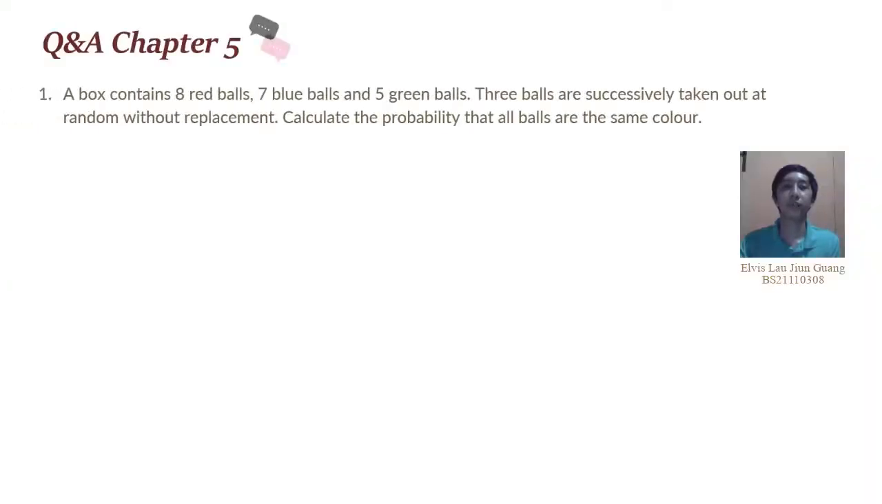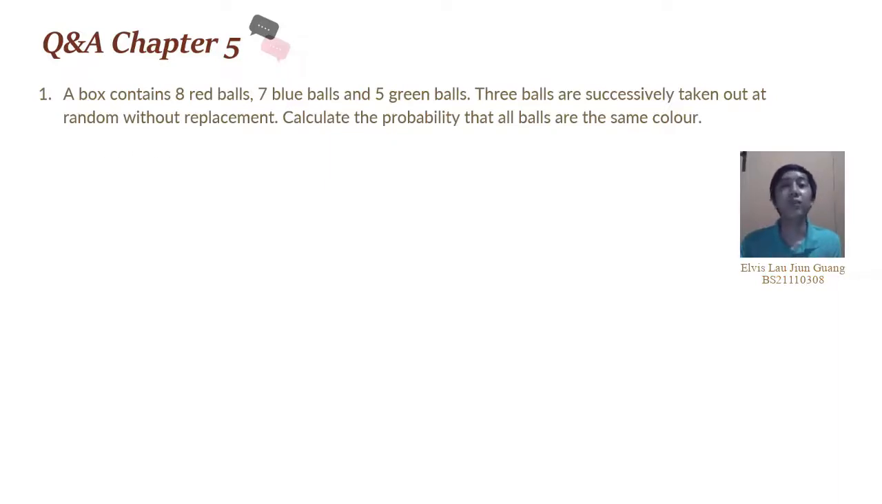Question and answer chapter 5, number 1. A box contains 8 red balls, 7 blue balls, and 5 green balls. The balls are successively taken out at random without replacement. Calculate the probability that all the balls are the same color.